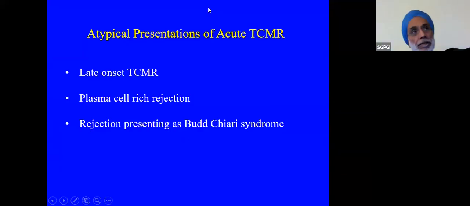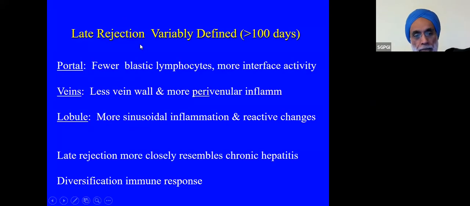Now, atypical presentations of acute T-cell mediated rejection include late onset PCMR, plasma cell rich rejection, and rejection presenting as Budd-Chiari syndrome. So if there is severe central venulitis, which is around the zone 3, the presentation of acute rejection can be a Budd-Chiari syndrome with ascites, splenomegaly. And usually they have pretty dramatic central venulitis and need urgent treatment.